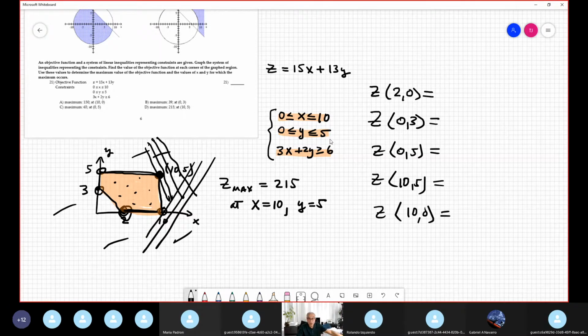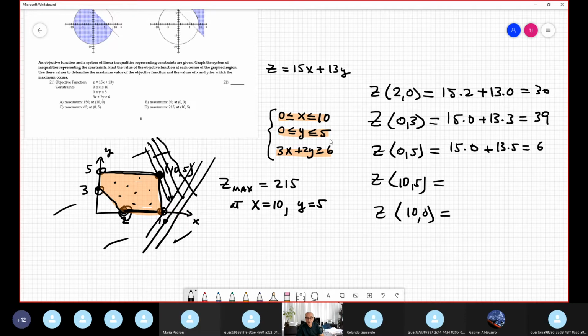Okay. So, yes, it's 15 times 2 plus 13 times 0. It's 30. It's 15 times 0 plus 13 times 3. It's 39. And the next is 15 times 0 plus 13 times 5, which is 65. And you see, wow, increasing. But I need to find the maximum. So this is 15 times 10 plus 13 times 5, which is 150 and 65, 215. And this is 15 times 10 plus 13 times 0, which is 150. It's obvious that this is the maximum.